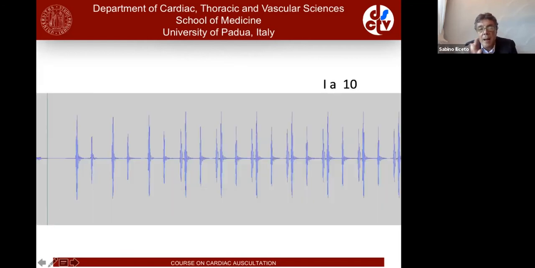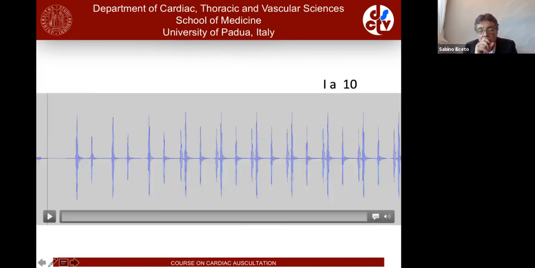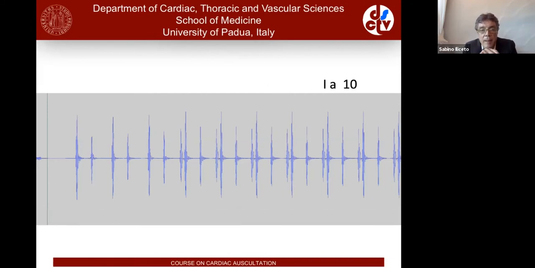In this case, as in others during my course, you will appreciate at the beginning three normal heart sounds that are filtered before the pathology finding is added. And so this is an example of a fourth heart sound. You will hear at the beginning normal beats, and then you will appreciate the appearance of the fourth sound that is commonly called atrial gallop. Let me show the tracing first.